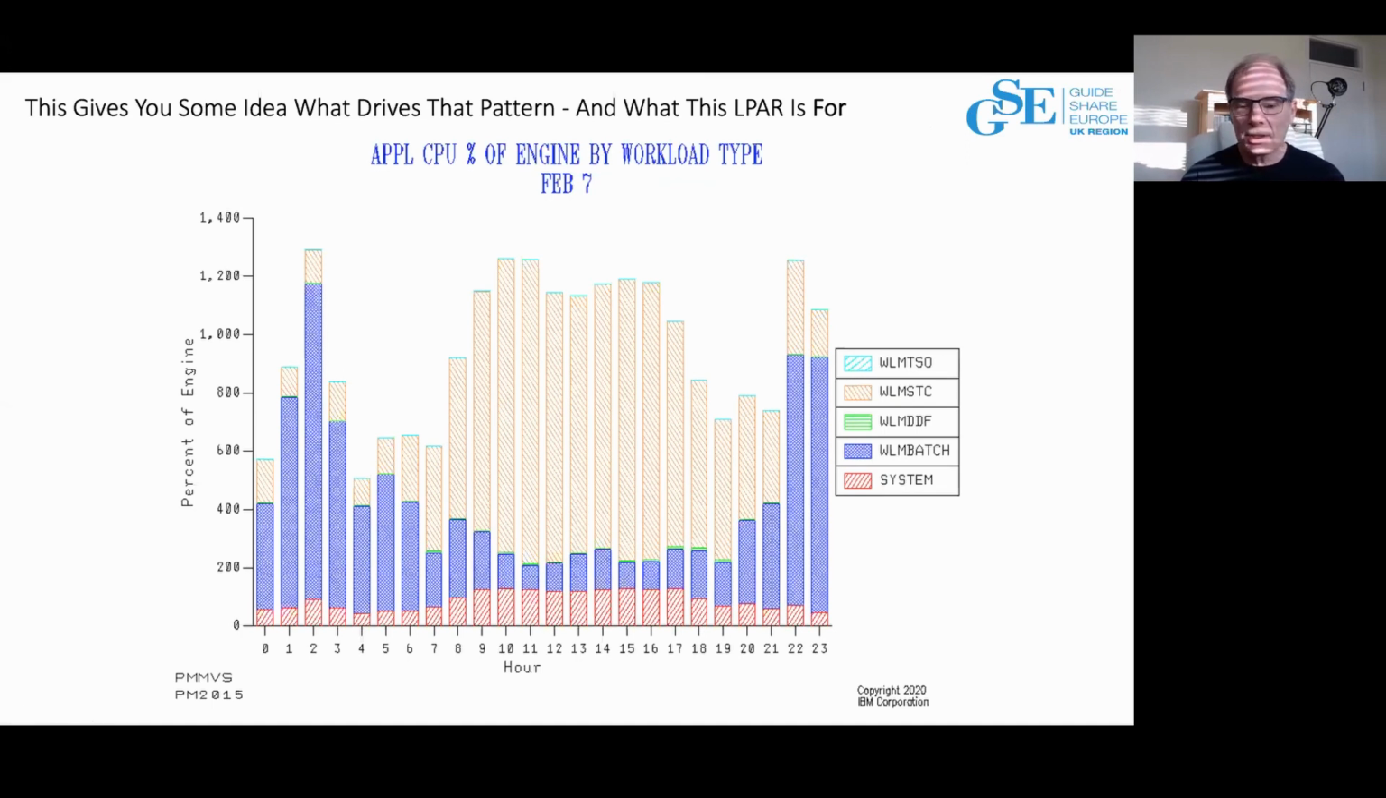Okay, so you can see what drives those patterns, and you could see day on day, yes, it's the same thing. It's always the batch, and it's always whatever WMSTC is. Well, you can drill down into that as well. Gives you some idea of what you're running and how it drives things.